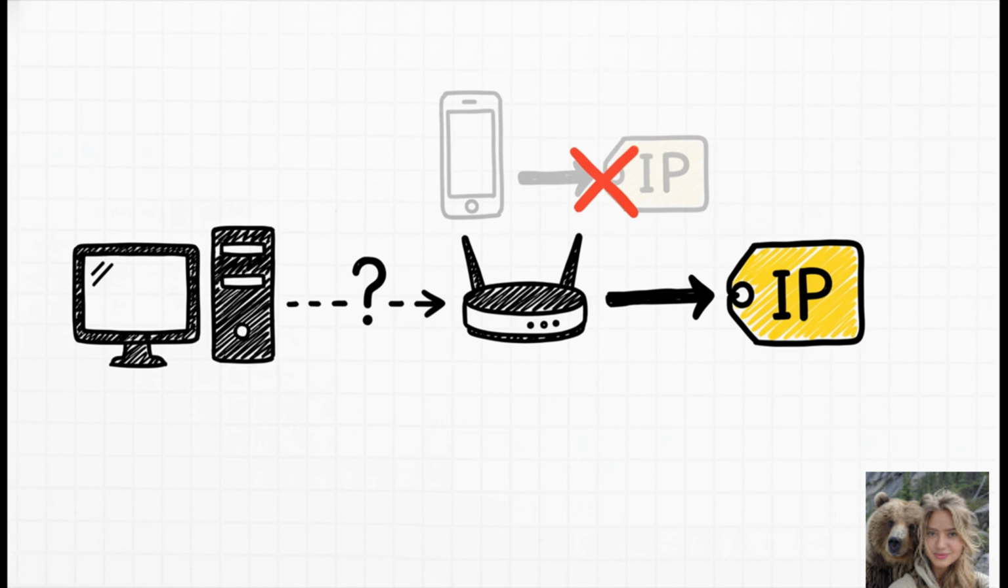ipconfig/renew. This sends out a brand new request to the router asking for a fresh IP address. If the problem was an IP conflict, where 2 devices were trying to use the same address, this process almost always fixes it by getting you a new, unique one.